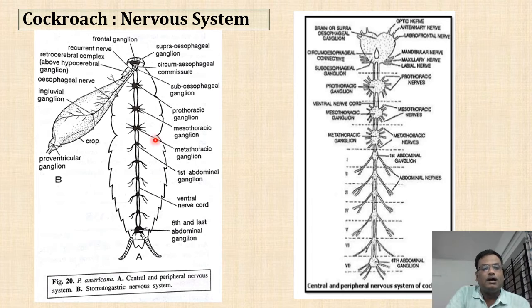In this diagram, you can see a pair of thread-like structure running along the length and interconnecting the ganglion. So this is called nerve cord, right? So the central nervous system is represented by the cerebral ganglia, thoracic ganglia, abdominal ganglia, and the nerve cord which connects all these ganglia. So this forms the central nervous system of the cockroach.